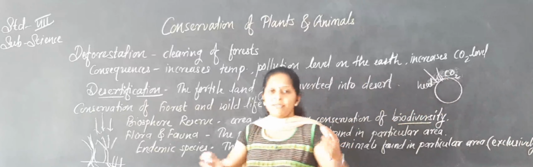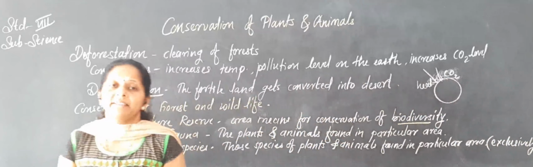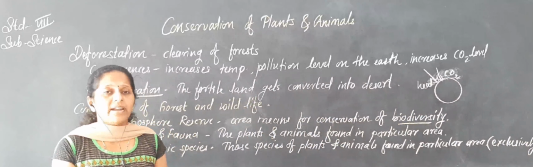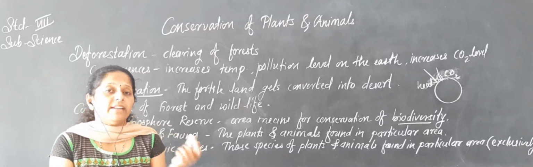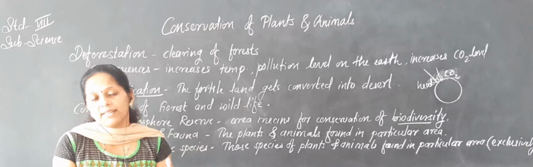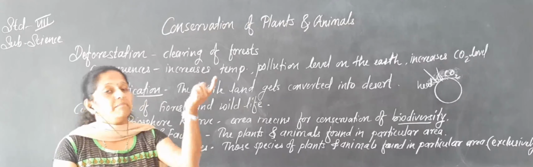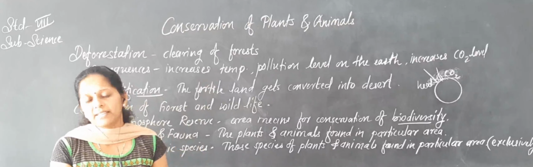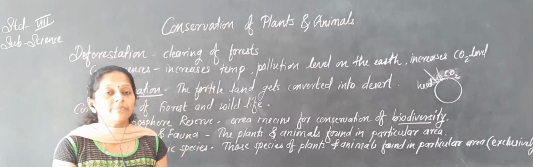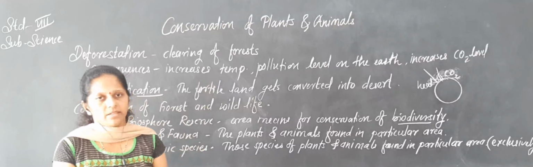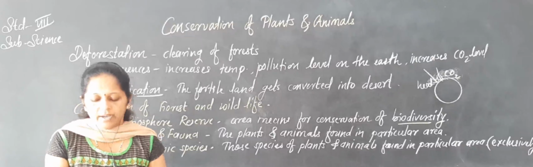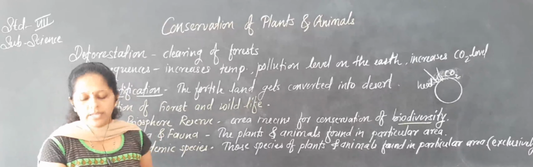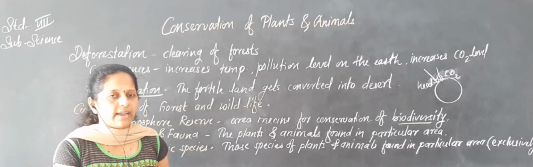Exclusively means sometimes we observe that the number of those plants or animals goes on decreasing. Very few are available nowadays. And they are endemic ones, which means maybe in the near future they will be extinct. So that is the name endemic species: the species of plants and animals which are found exclusively in a particular area.